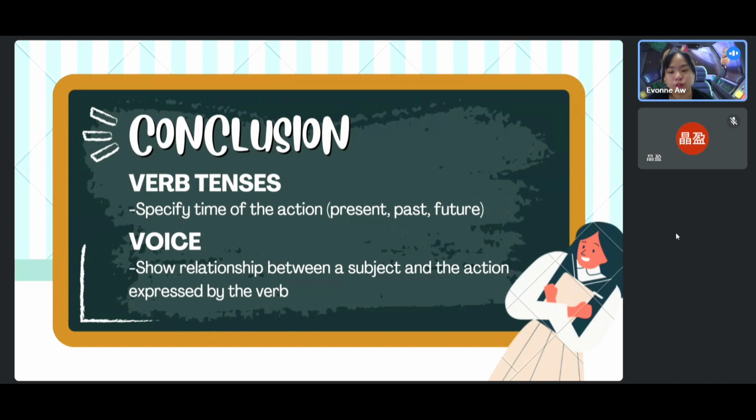In conclusion, the end of the verb tense is to specify the time of the actions. For instance, present tense, past tense, and future tense. Other than that, voice is used to show the relationship between a subject and the action expressed by the verb.